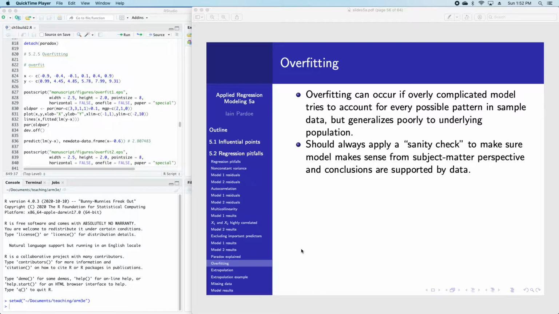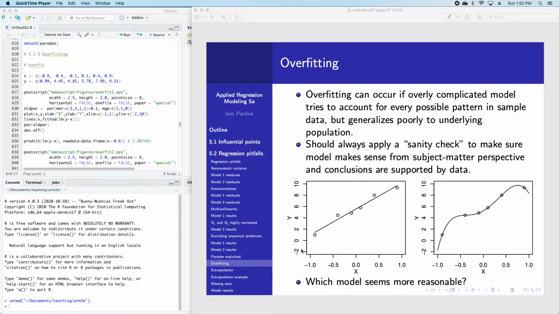So starting with overfitting, this is if an overly complicated model tries to account for every possible pattern in sample data but generalizes poorly to the underlying population. And so what this means is we are getting over-complicated models that really aren't supported by the data. So it's important to always apply a sanity check to make sure that any model that we come up with does make sense from the subject matter perspective and that the conclusions are actually supported by data.